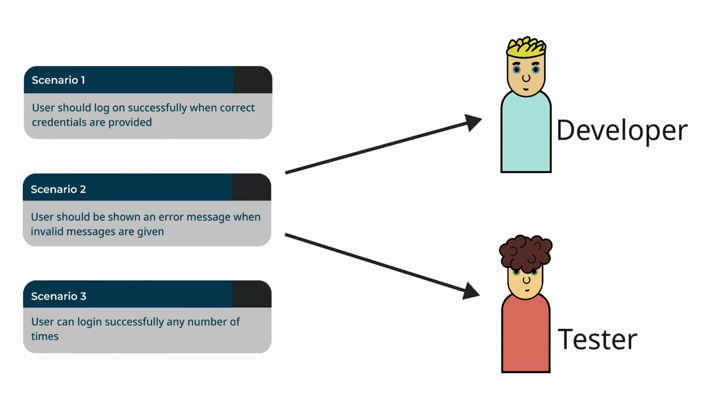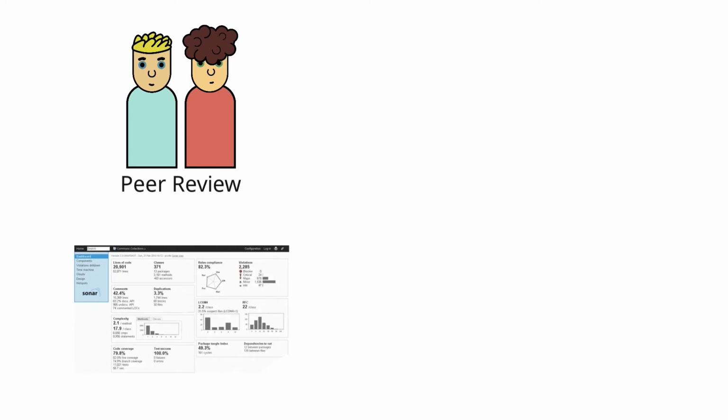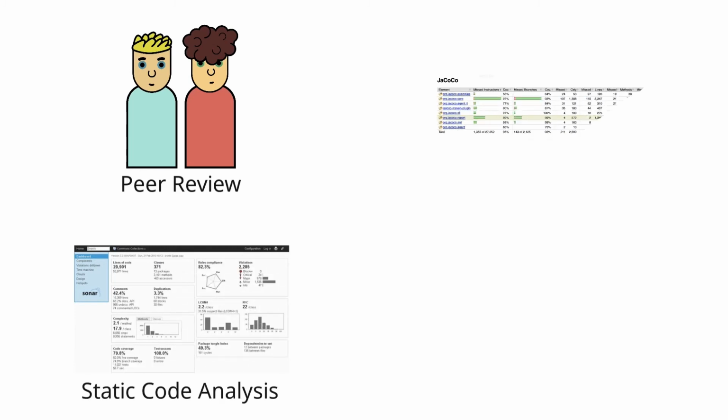When the developer completes the development work, they should run all of the scenarios, and only when all of these scenarios pass, they should merge the code to the master branch. This should be after all the other criteria like static code analysis, code coverage, and peer reviews are completed.